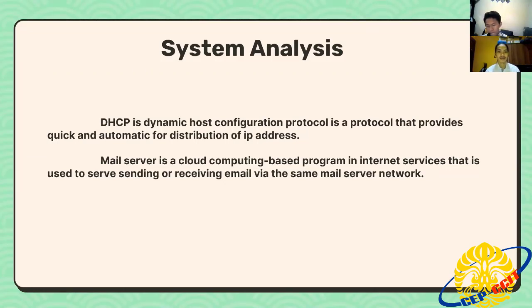The first is DHCP. DHCP is Dynamic Host Configuration Protocol. It's a protocol that provides quick and automatic distribution of IP addresses. And then a mail server is a cloud computing based program in internet service that is used to serve sending or receiving email via the same mail server network.